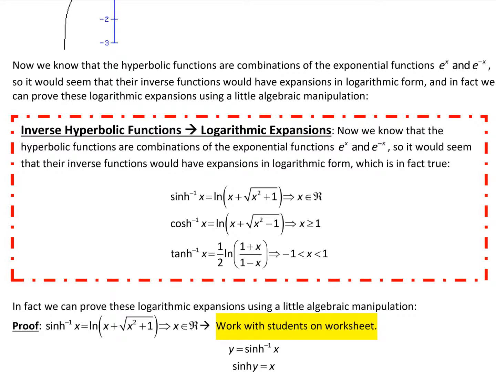Here they are all in one spot with their restricted domains if necessary. The inverse hyperbolic sine, of course, does not have a restricted domain, but the other two do. And there you have it.